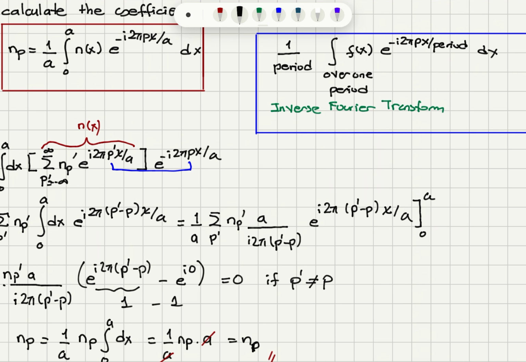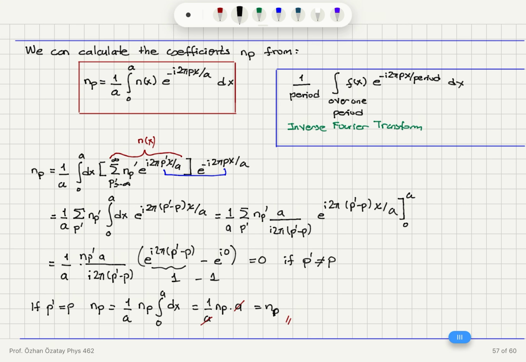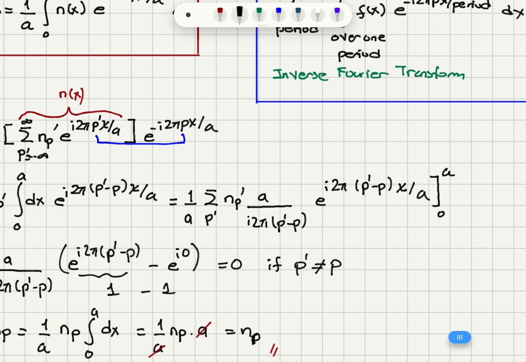The integral gives me a over i 2 pi (p prime minus p) e to the i 2 pi (p prime minus p)x over a, integrated from 0 to a. So if I substitute a here, I will have e to the i 2 pi (p prime minus p). If I substitute 0 here, I will have e to the i 0. p prime minus p is an integer, so it will be e to the i 2 pi times an integer, which is 1. So it will be cosine 2 pi integer plus i sine 2 pi integer. It will be 1. And minus e to the i 0 is also 1, so that will give me 0.